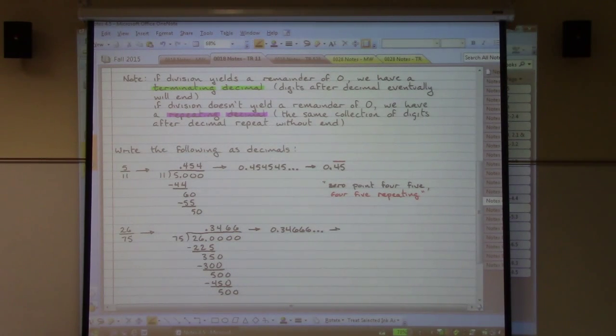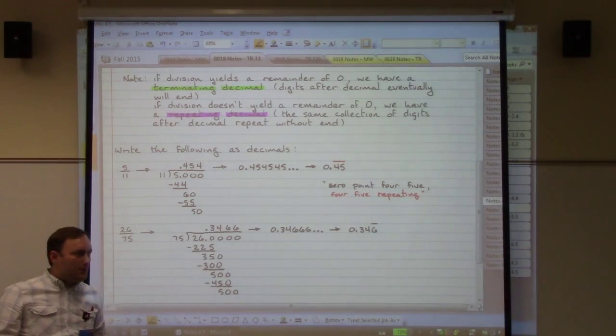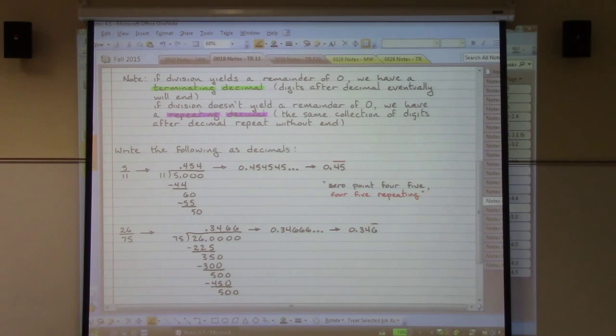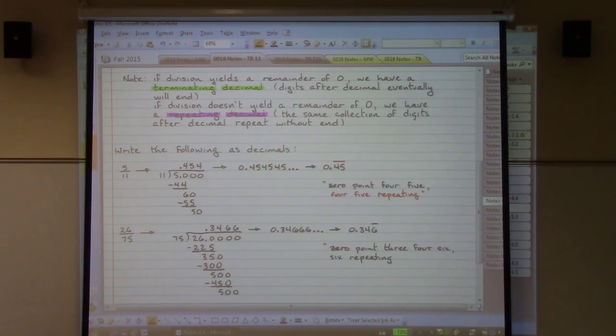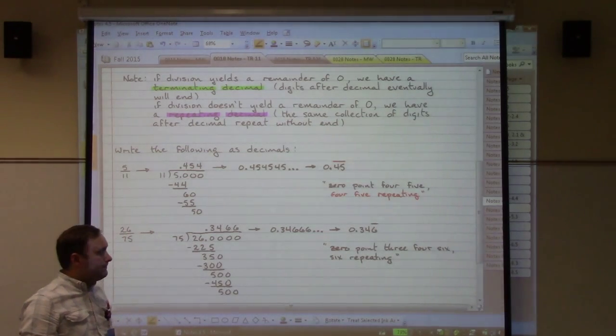So to try to write that a little bit more briefly, the 0.346, the bar will only go over top of the 6, since that is the only part of this answer that is repeating itself. And again, in words, what we would announce here would be 0.346, 6 repeating. So trying to be clear that the only thing that is repeating is the 6. The 3 and the 4 do not repeat.